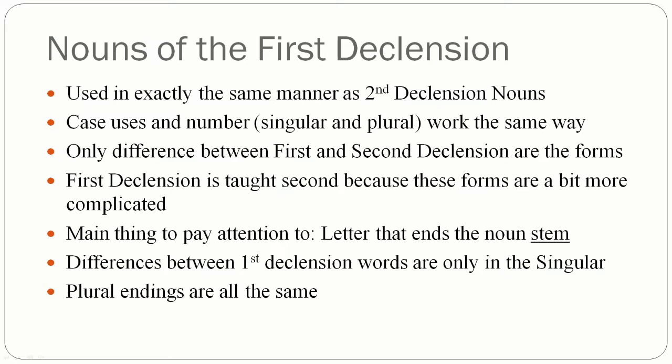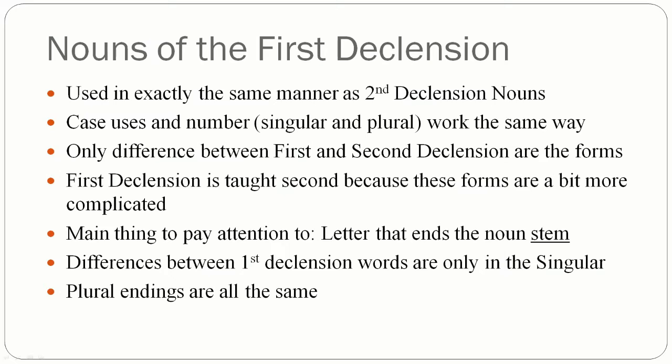The reason why the first declension is a bit more complicated than the second declension is that there are these sub-patterns that these words fit into, and the way that you determine that is the letter that ends the noun stem. All right, when we're talking about the differences between the first declension words, these subcategories in the first declension, the next point there is that they are only in the singular.